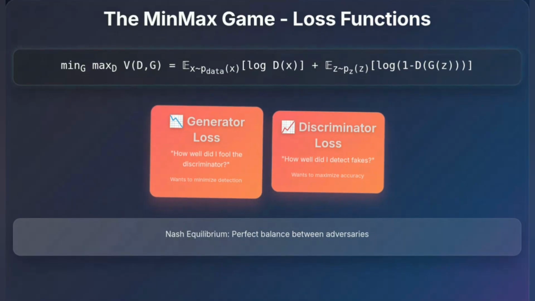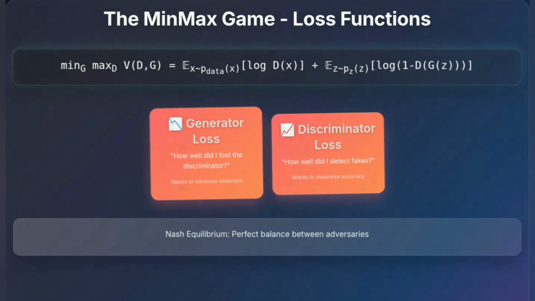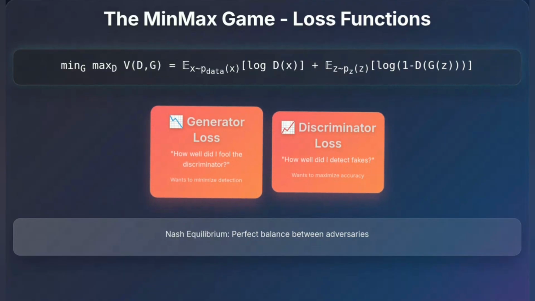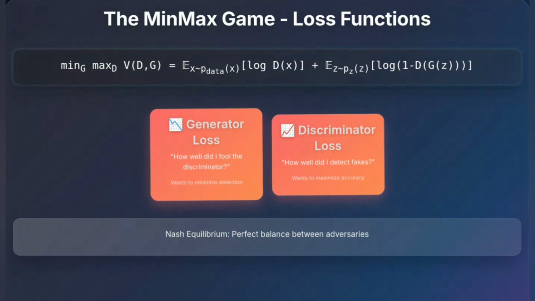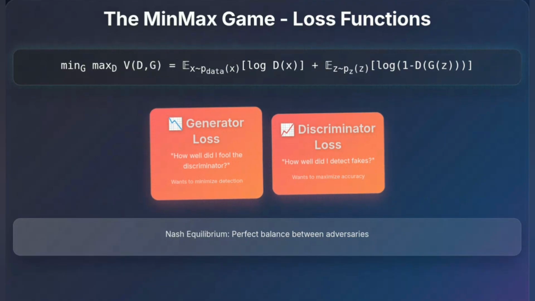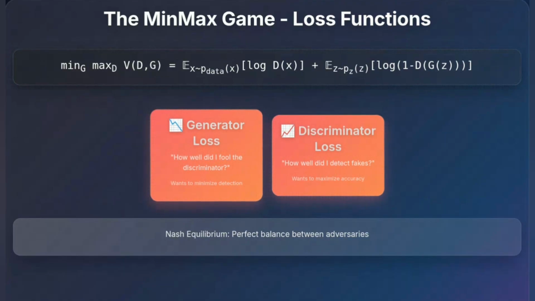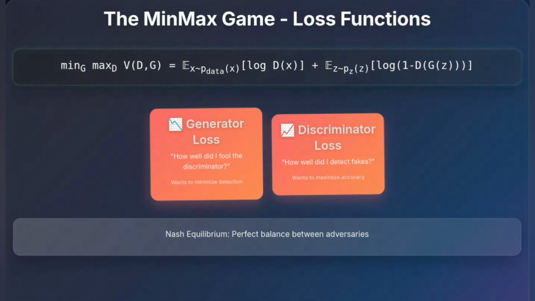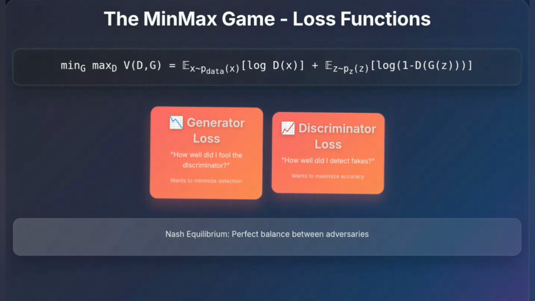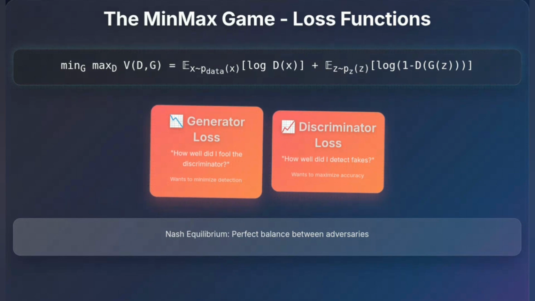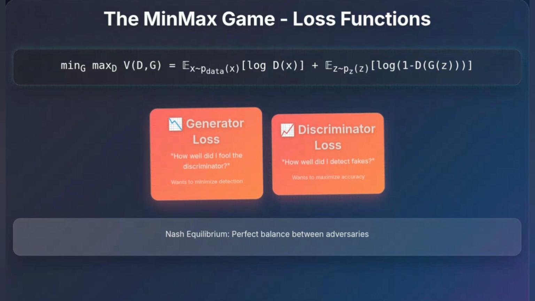Now let's talk about the mathematical heart of GANs, the min-max game. Don't worry, I'll keep this visual and intuitive. GANs are based on a min-max game. The generator wants to minimize the discriminator's ability to tell fake from real, while the discriminator wants to maximize its detection accuracy. Mathematically, this creates a beautiful equilibrium. When both networks reach their optimal state, we achieve what's called Nash equilibrium. Neither can improve without the other getting worse.